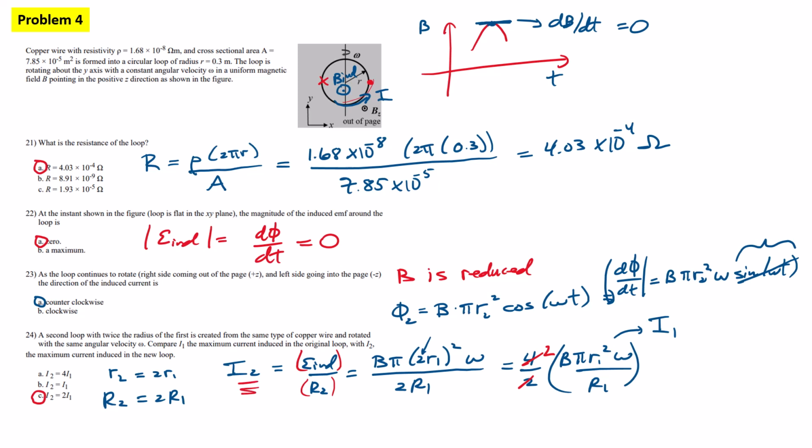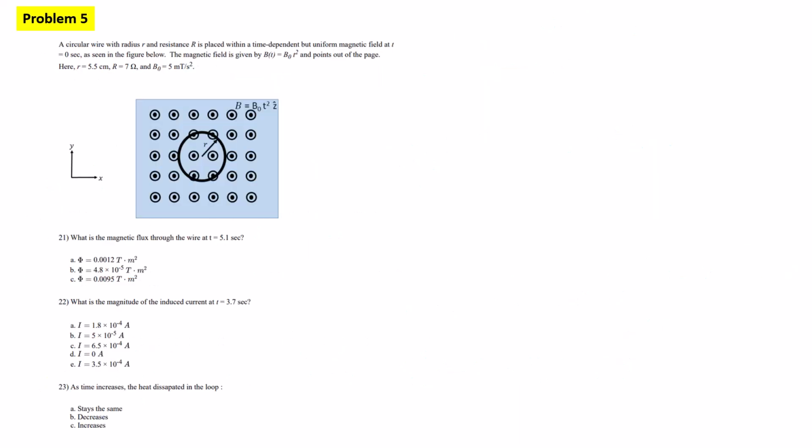So your net maximum gain in current is going to be 2 times bigger than that previous case. All right, here's problem 5. A circular wire of radius and resistance R is placed within a time-dependent but uniform field at time t0 as seen in the figure below.